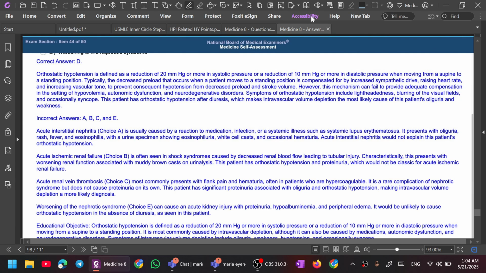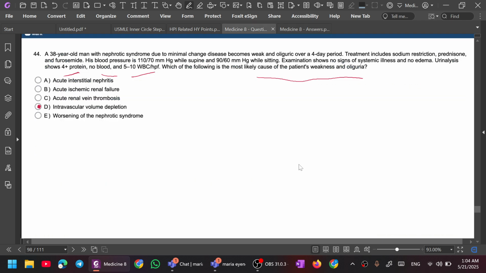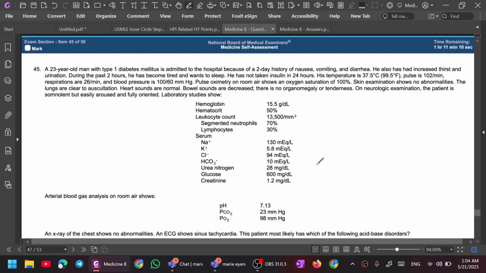Okay, next. A 23-year-old man with type 1 diabetes mellitus is admitted to the hospital with a 2-day history of nausea, vomiting, and diarrhea. He has also had increased thirst and urination. During the past 2 hours, he has become tired and wants to sleep. He has not taken insulin in 24 hours.